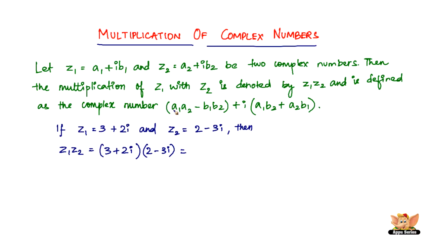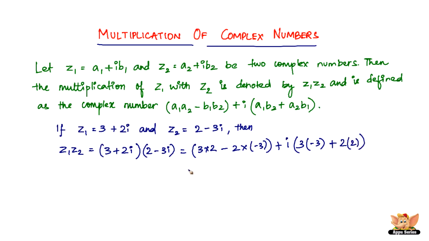Which is equal to, let's follow this just as it is: a1 times a2, that is 3 times 2. And then we have minus b1 b2. b1 is just 2 and b2 is minus 3, so 2 times minus 3. Plus, write i as it is, times (a1 b2). a1 is 3 and b2 is minus 3, so 3 times minus 3, plus a2 times b1. a2 is 2 and b1 is also 2, so 2 times 2.